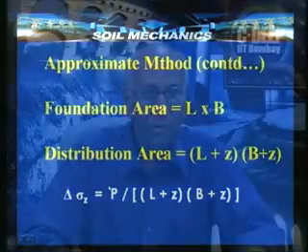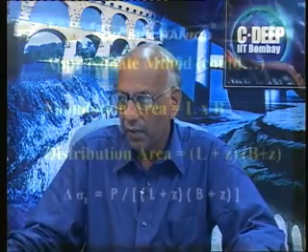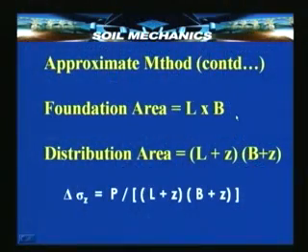So, continuing this approximate calculation, if the foundation area is L into B, the area over which the load is actually distributed at depth z is L plus z into B plus z. Therefore, the vertical stress, or so-called incremental stress delta sigma z, will be equal to the applied load divided by the base area at depth z, which is L plus z into B plus z.